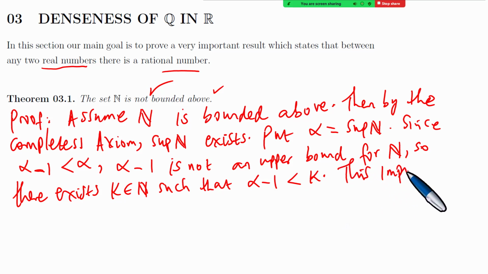Since alpha minus 1 is less than alpha, indeed, when we subtract 1 from a number, it is smaller than the previous number. And then we note that alpha minus 1 is not an upper bound for n. So there exists a k from the natural numbers such that alpha minus 1 is actually smaller than k.